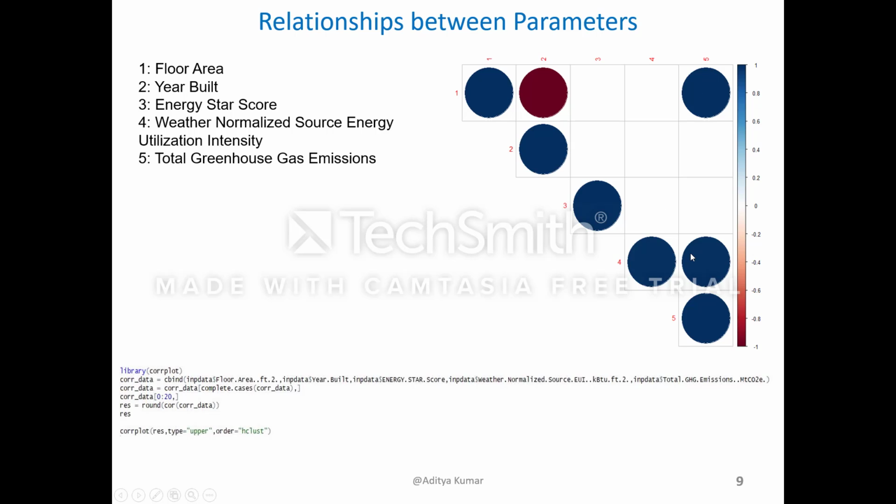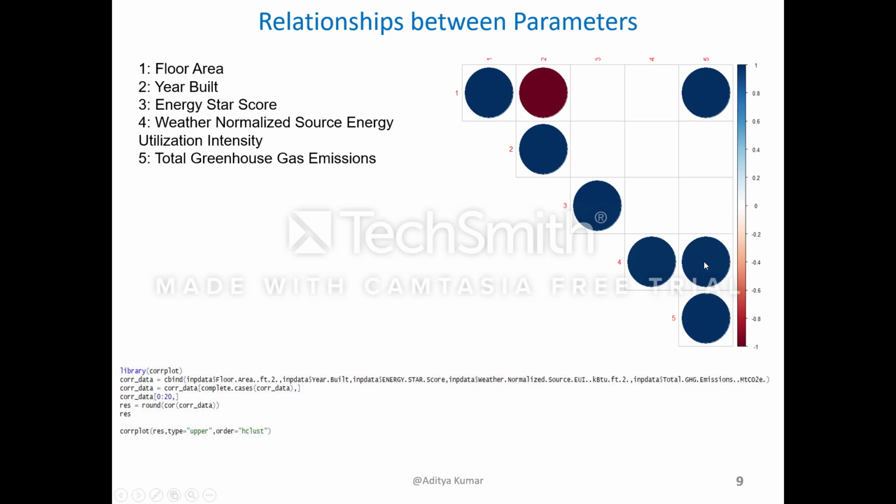So for example, between floor area and greenhouse gas emissions, you had a perfect positive correlation. That means if the floor area was increasing, the equivalent greenhouse gas emissions were also increasing, which might make sense, because the more area you have, the more energy is required to meet the energy requirements of the building, which might give us higher greenhouse gas emissions. So that might make sense.